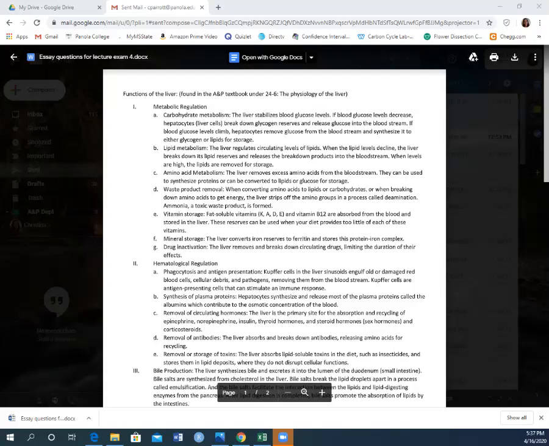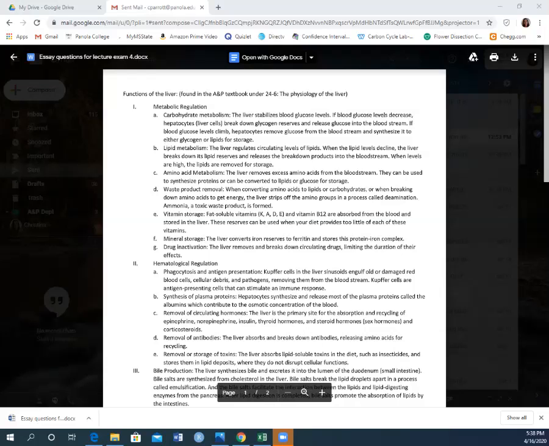Then you have drug inactivation. So the liver is responsible for removing and breaking down different drugs, and this is going to limit how long those drugs are active in your system. So one of the things when they're prescribing medications, they have to be very aware of how long it takes the liver to clean that drug out of the bloodstream. And if it cleans it out very quickly, then you have to take that medicine more often. If the liver doesn't clean that drug out very quickly, then you take that drug less often because it stays in the system very much longer.